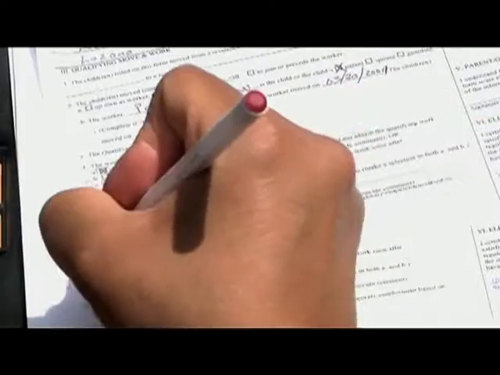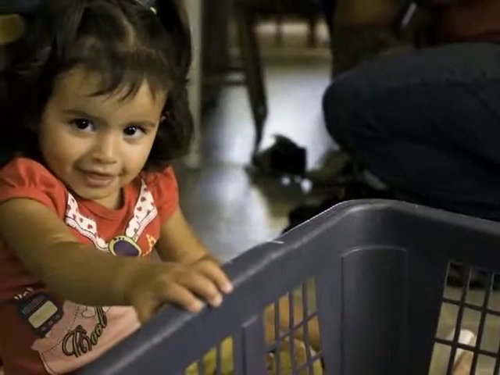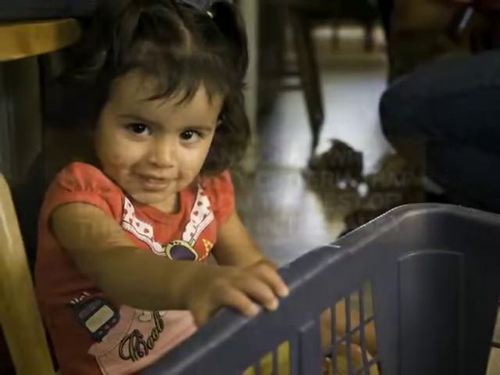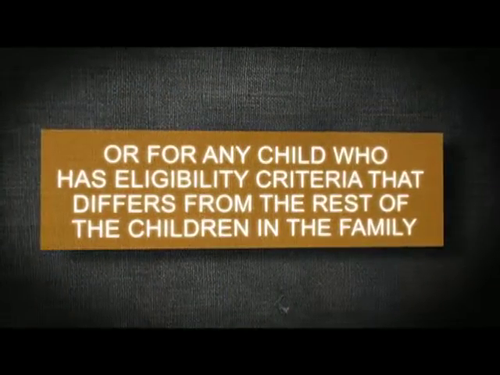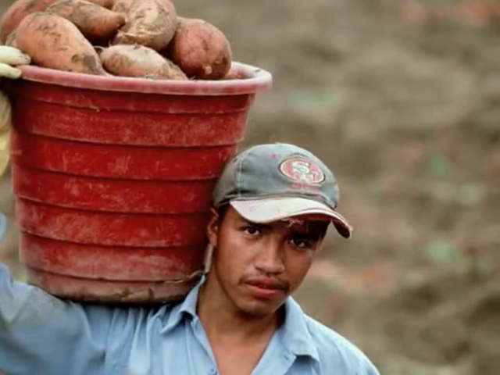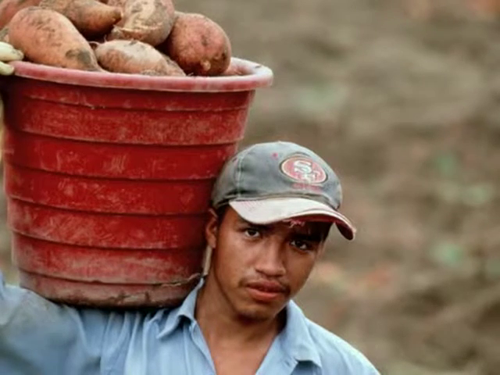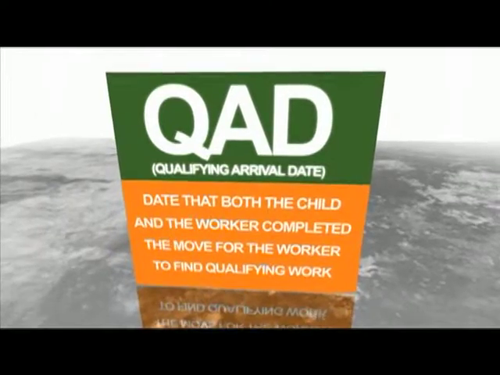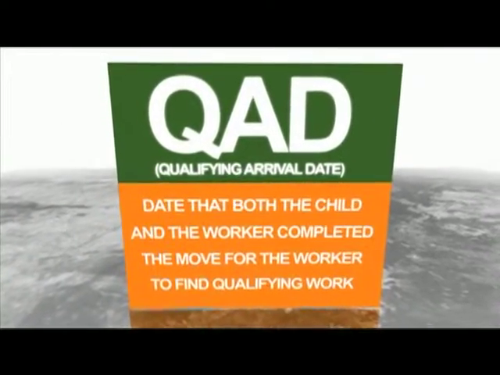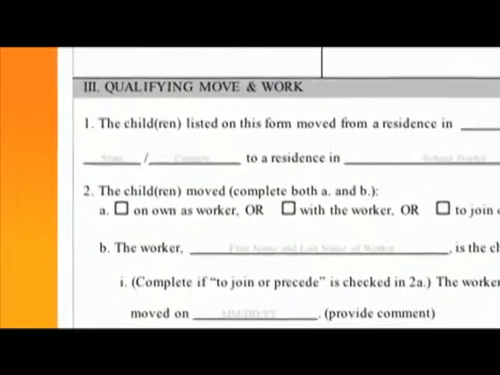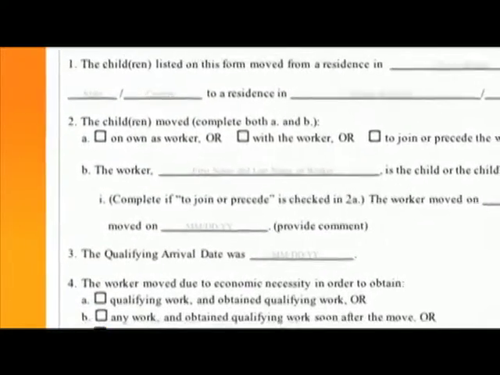However, if the state includes data elements for legal parent information, the recruiter would not have to repeat this information in the comments section. If the recruiter completes a COE for a family, the recruiter must fill out a separate COE for any child who has a different qualifying arrival date, or QAD, or for any child who has eligibility criteria that differs from the rest of the children in the family, such as an out-of-school youth who may have moved on his or her own. In general, the QAD is the date that both the child and worker completed the move in order for the worker to find qualifying work. There are special cases that are described in the instructions for the section titled Qualifying Move and Work section.